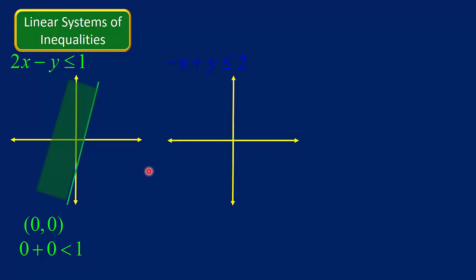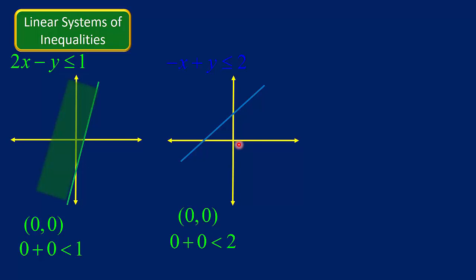Okay, now let's try another one. Here we've got negative x plus y less than or equal to 2. The first thing I'm going to do is sketch the line, negative x plus y equals 2. So I'll let x be 0 and I find that y is 2 up here. I'll let y be 0 and I find that x is negative 2 over here. So I sketch that. Now the question is, do I shade above or below? Well, let me test 0, 0. If I plug 0, 0 in here, I get 0 plus 0, and that is definitely less than 2. So I'm going to shade down here where 0, 0 is.